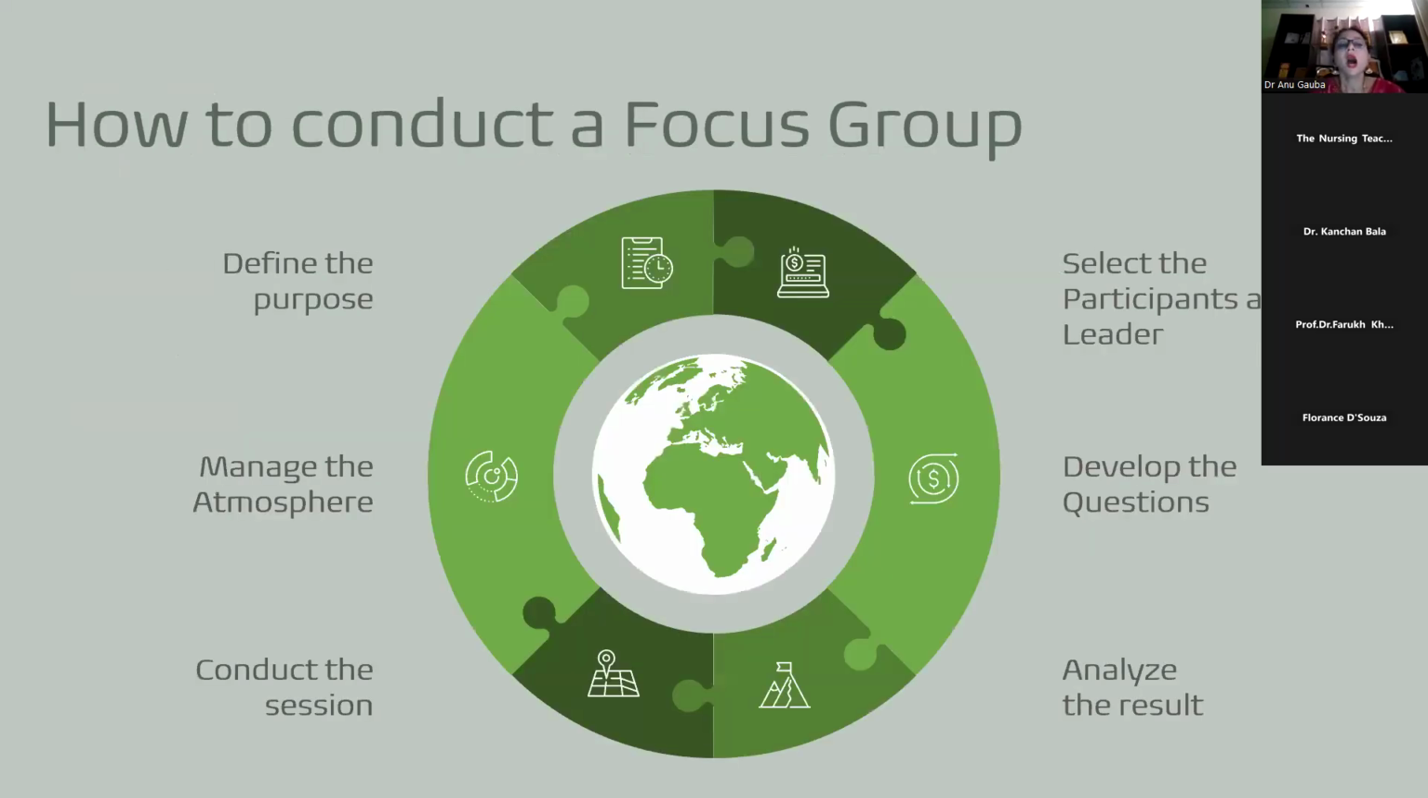Now, how are you going to conduct a focus group? See, this is very important. The most important thing, define the purpose. Define the purpose means you have your research statement, you have your research objectives.